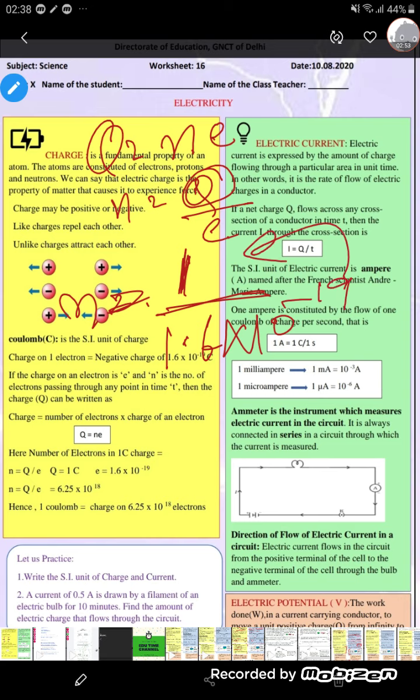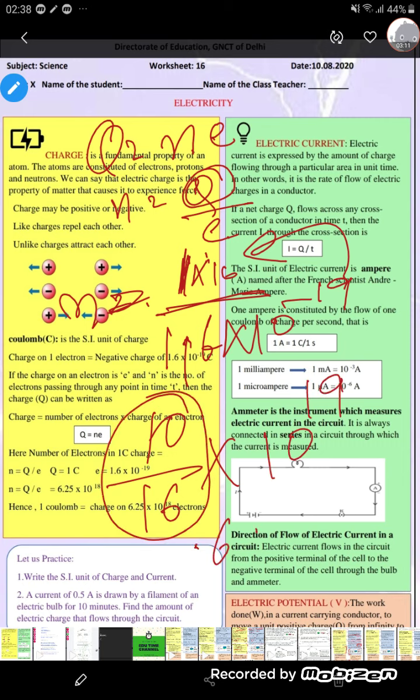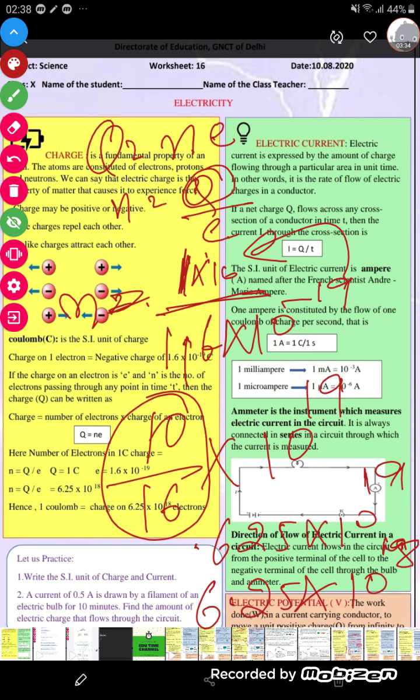This minus 19, when it moves upward, will become positive. So if we remove this decimal, we have 10 upon 16 into 10 raised to power 19. If we divide this, we have 0.625 into 10 raised to power 19. And if we shift this decimal, then this number will become into 10 raised to power 18, sorry. So in this way we can calculate the number of electrons.